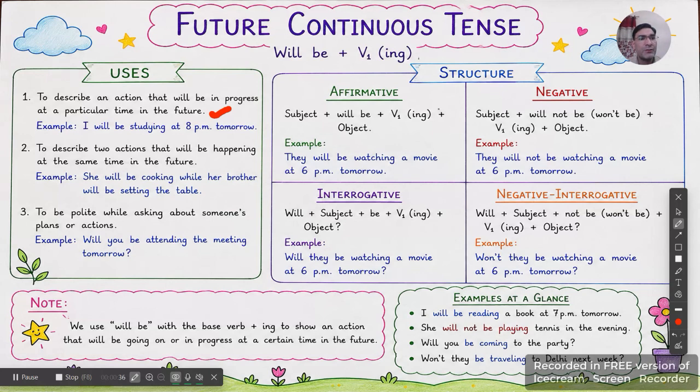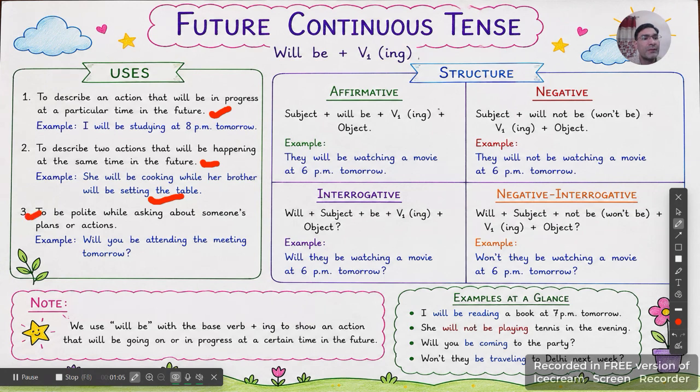The next is to describe two actions that will be happening at the same time in the future. Means there are two actions and both will be happening at the same time in the future. She will be cooking while her brother will be setting the table. So two actions: she will be cooking, and the second, her brother will be setting the table.